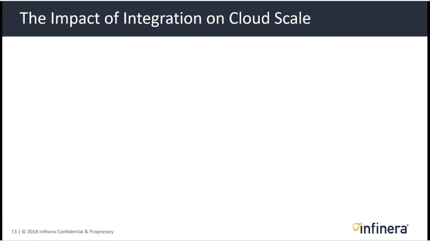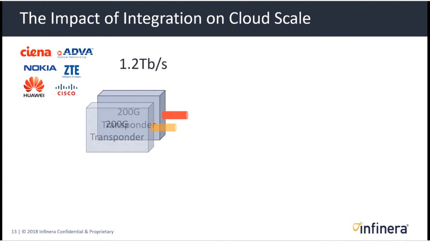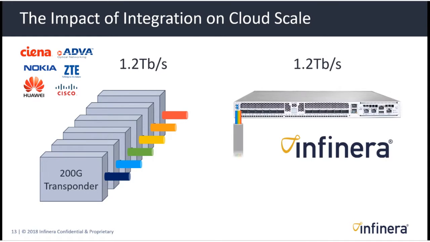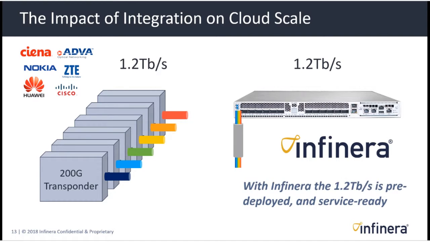For the moment, let me just remind you all about a key difference that integration brings to our cloud solution. If we look at our competitors, this is how they would deliver 1.2 terabits of capacity. In other words, one 200G transponder at a time. This is the classic pay-as-you-grow model that's evolved in the optical industry over the past 3 decades. With Infinera's PIC-based solution, the whole 1.2 terabits per second is delivered in one chunk, with one installation operation in the same time it takes to install the 200 gig transponder. The capacity is ready for services to use it right away.